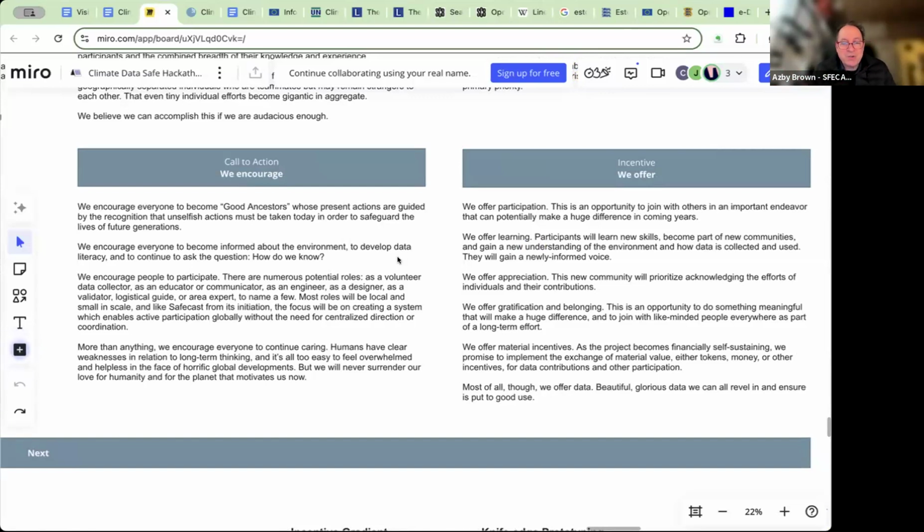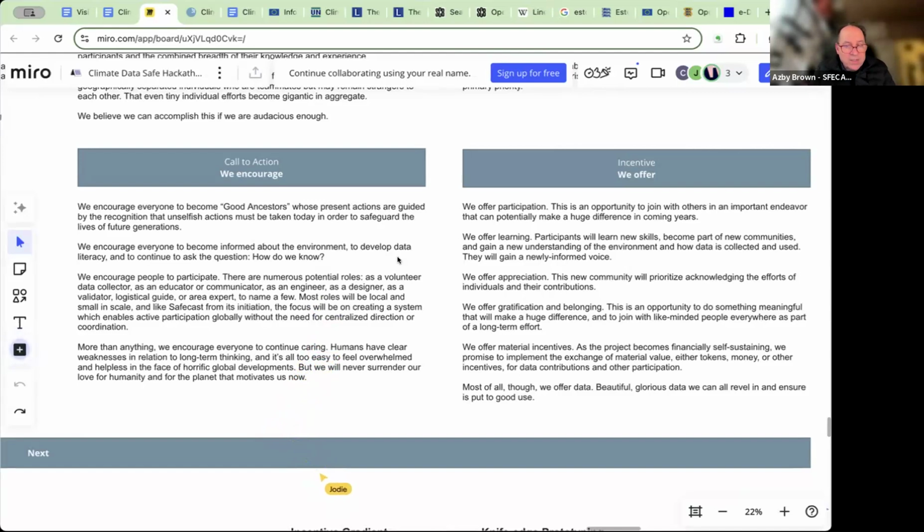There are numerous potential roles as a volunteer data collector, as an educator or communicator, as an engineer, as a designer, as a validator, logistical guide, or area expert, to name a few. Most roles will be local and small in scale, and like Safecast from its initiation, the focus will be on creating a system which enables active participation globally without the need for centralized direction or coordination. More than anything, we encourage everyone to continue caring.